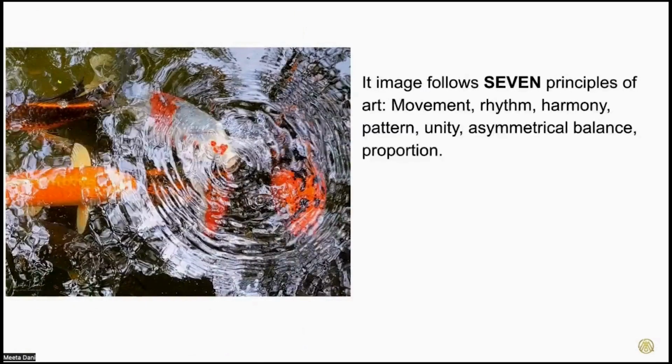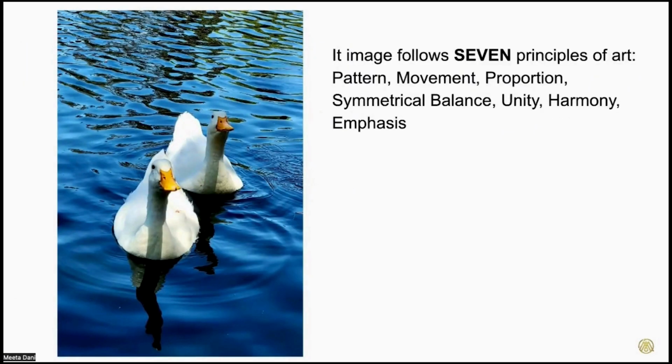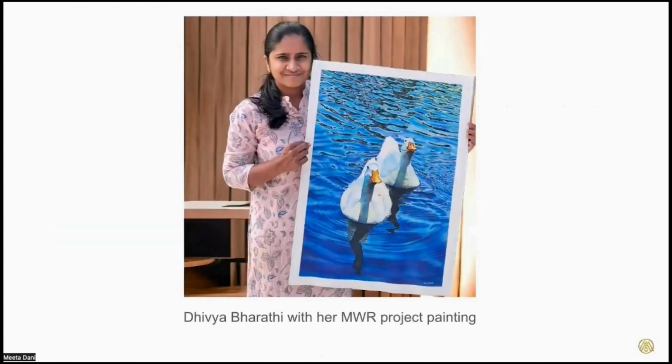This one is again having 7, okay? And this is having movement, rhythm, harmony, pattern, unity, asymmetrical balance, and proportion. This one is having pattern, movement, proportion, symmetrical balance, unity, harmony, and emphasis, right? So when my students paint based upon reference images which have a minimum of 6 principles of visual art, their paintings really stand out. So this is my student's result.